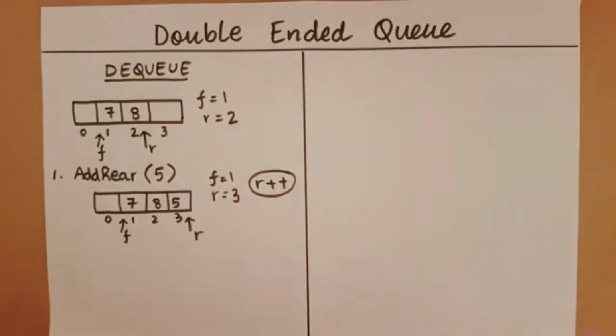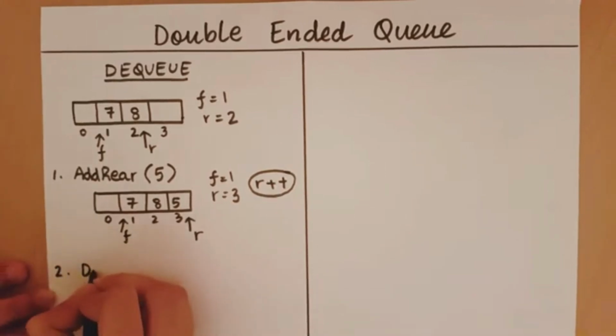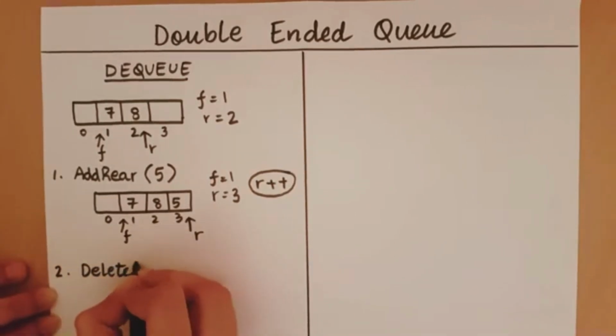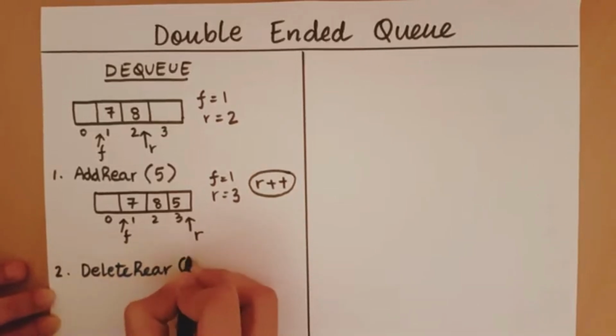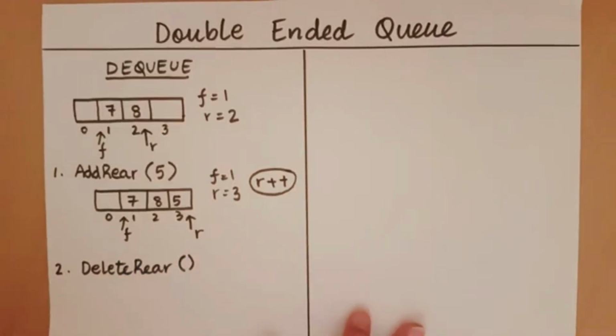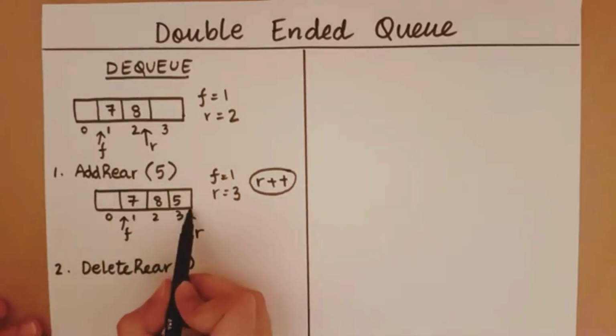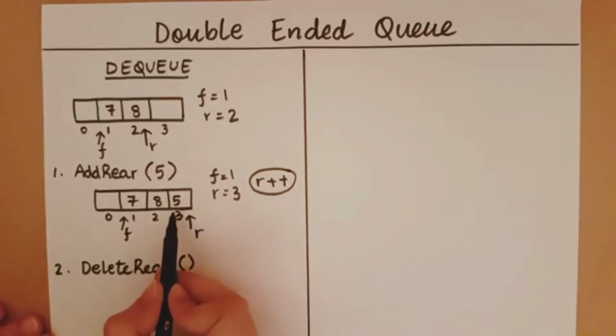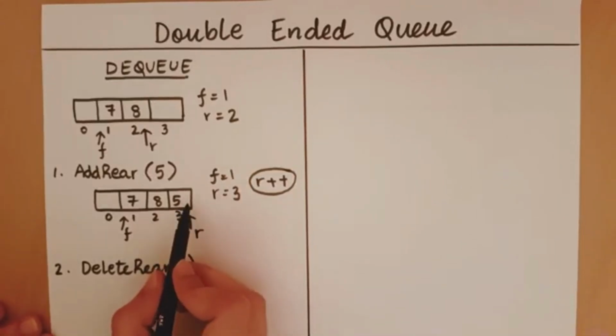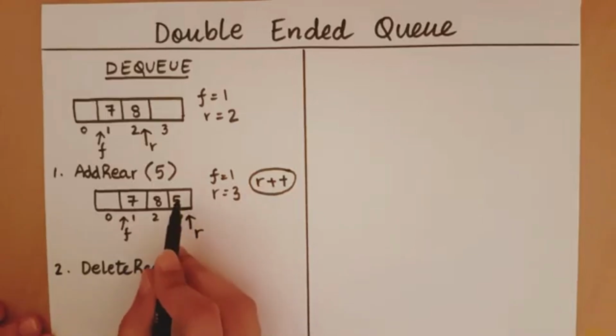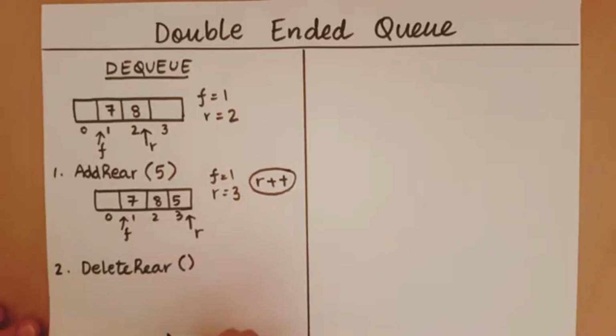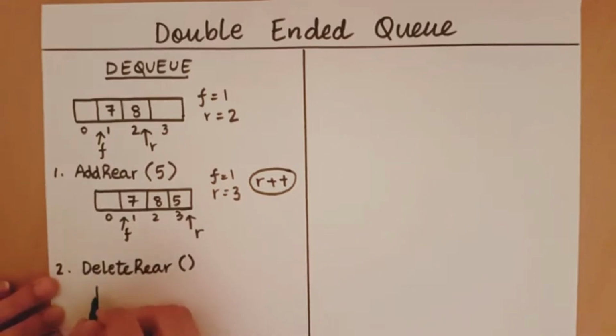So now let's take a look at how to delete from the rear. So now when we delete from the rear in this queue, we will like to delete the element which is at the index of the rear. So we want to delete element number 5 at index number 3. So finally we want a queue which looks something like this.